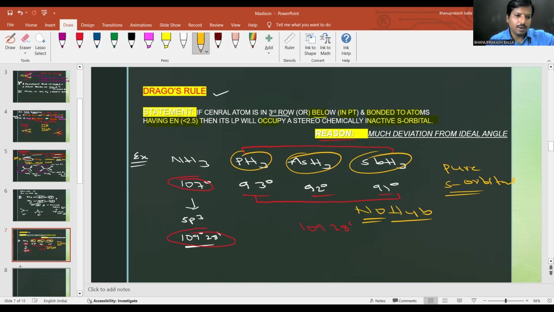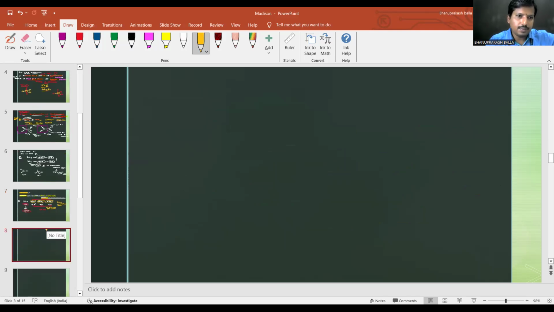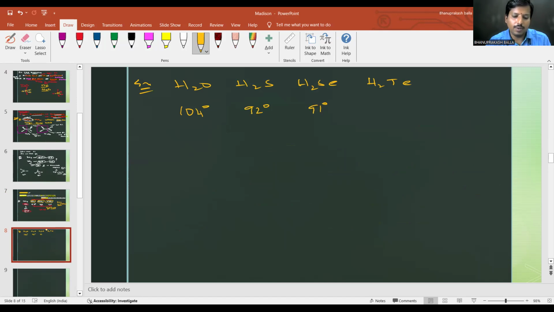Similarly, one more example, in the group of H2O, water, H2S, H2Se, selenium, and H2Te. You can observe the bond angle of the water molecule is approximately 104 degrees, hydrogen sulfide 92 degrees, then 91 degrees, and approximately 90 degrees.